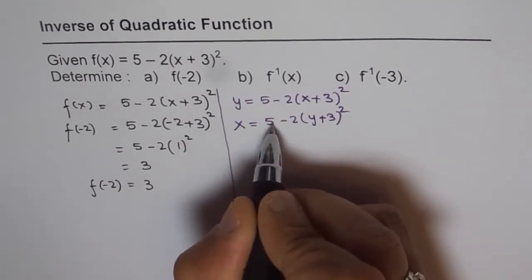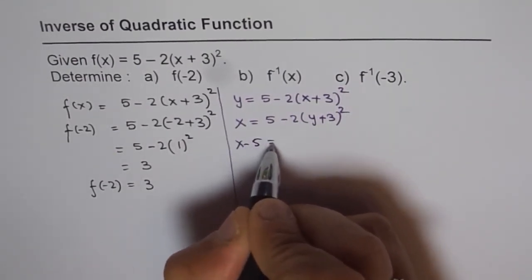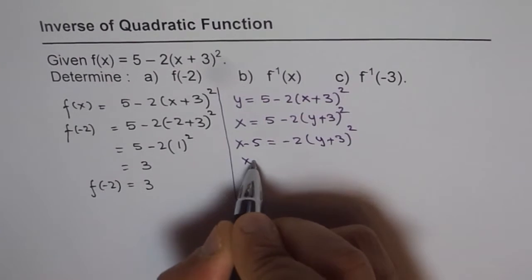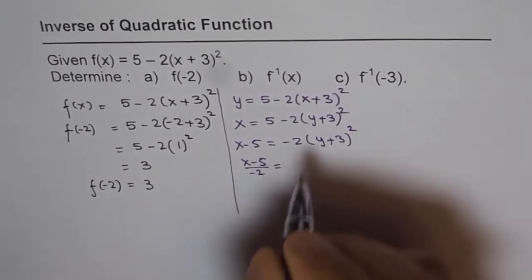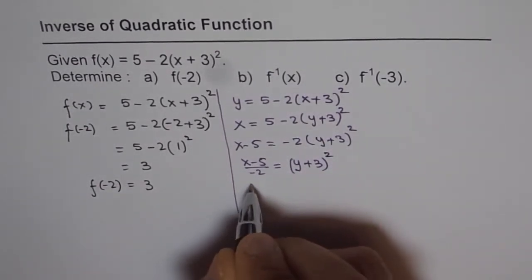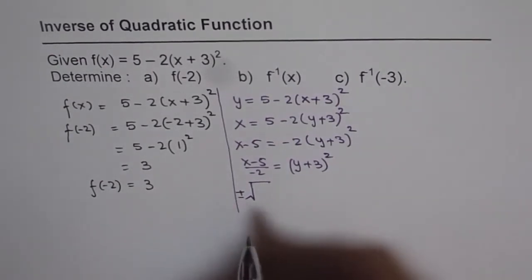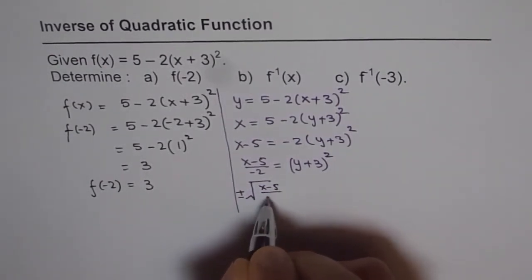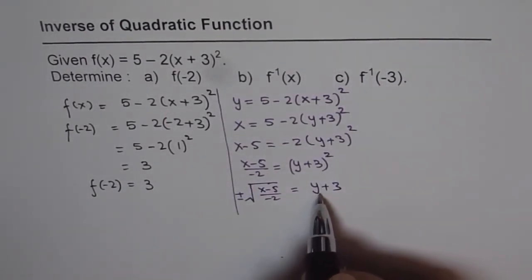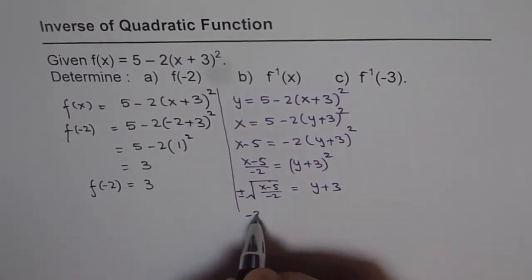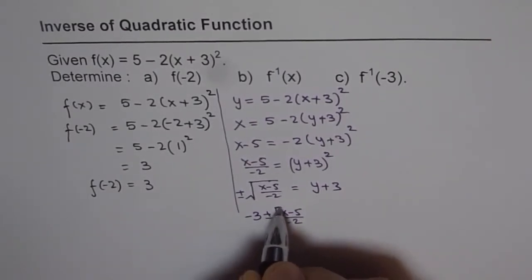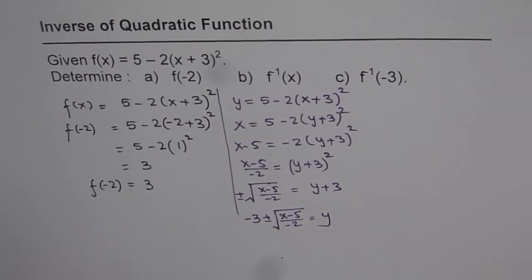So first thing is we can bring 5 on that side, so it becomes x minus 5 equals minus 2 times (y plus 3) whole square. Now I'll divide by minus 2. So (x minus 5) divided by minus 2 is equal to (y plus 3) whole square. Now we can square root it. Remember, whenever you square root, you have to write plus and minus. So we get plus or minus square root of (x minus 5) over minus 2 equals y plus 3. And now we can write what y is, bringing 3 on this side. So we get minus 3 plus or minus square root of (x minus 5) divided by minus 2 equals y. So we got the inverse of our function.